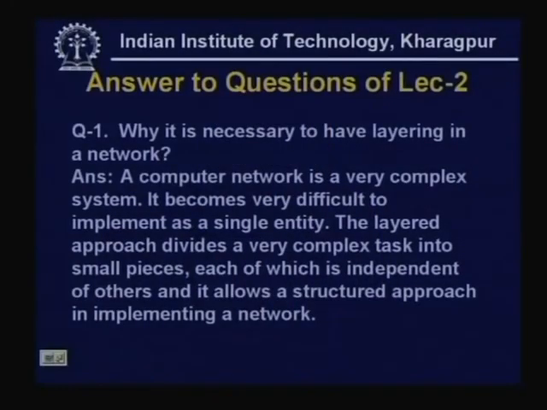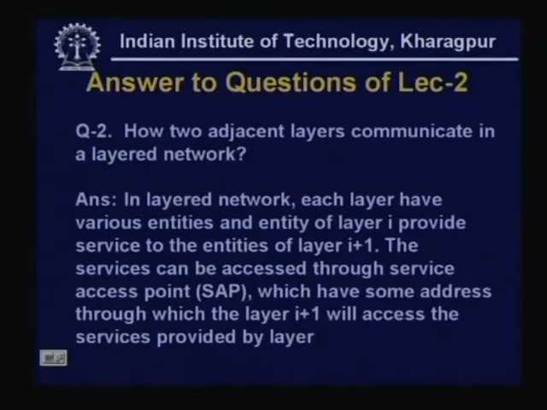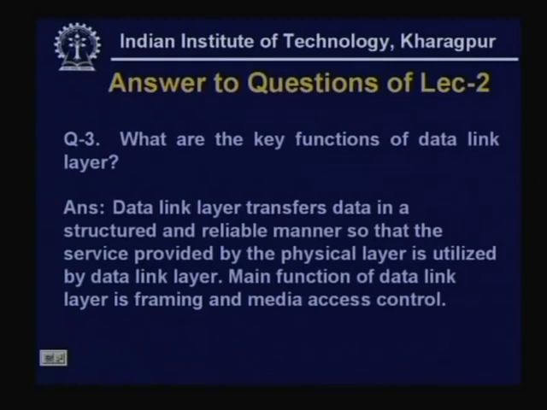First question was: why is it necessary to have layering in a network? The answer is, as we know, a computer network is a very complex system. It becomes very difficult to implement as a single entity. The layered approach divides a very complex task into small pieces, each of which is independent of others, and it allows a structured approach in implementing a network. Second, this is the answer to question number 2 of lecture 2, and this is the answer to question number 3 of lecture 2. Thank you.